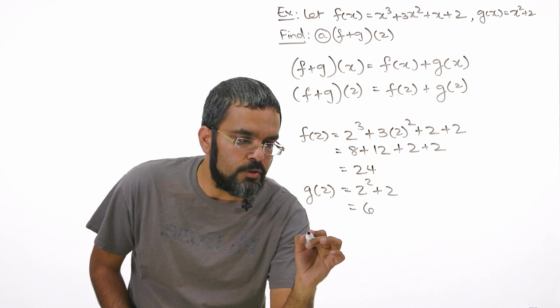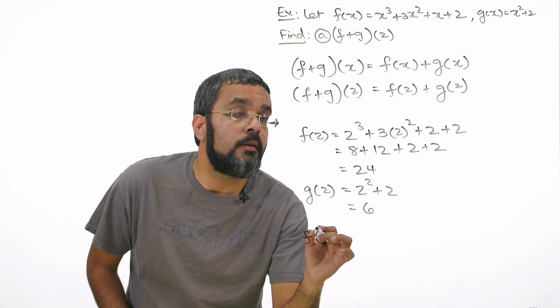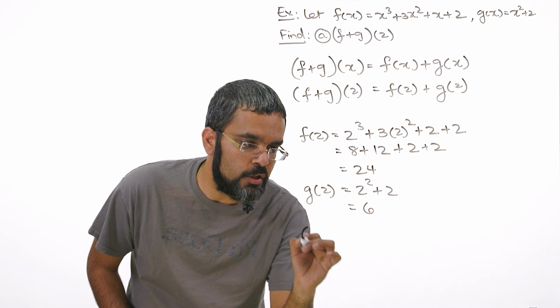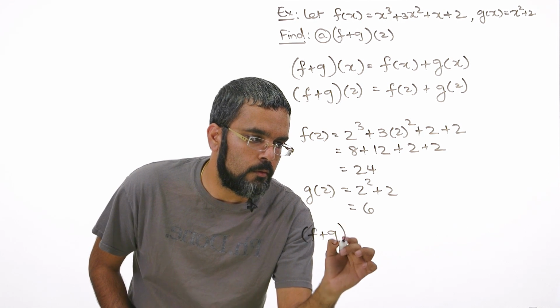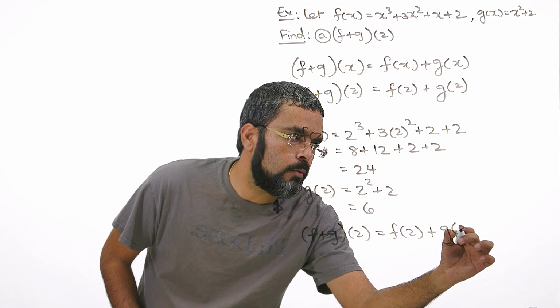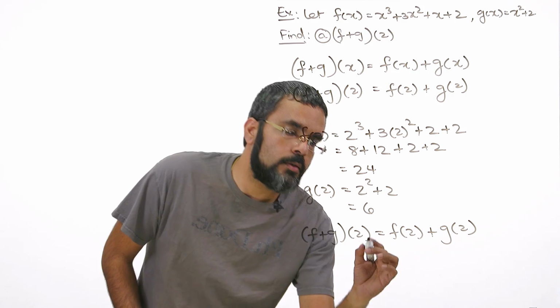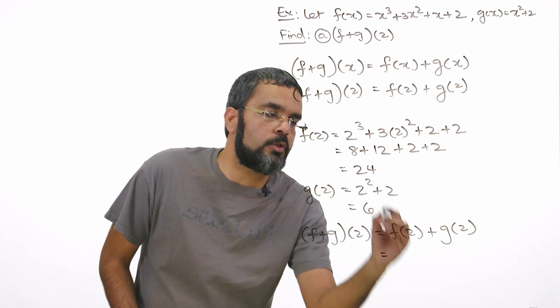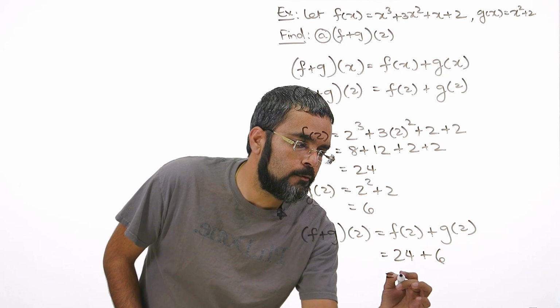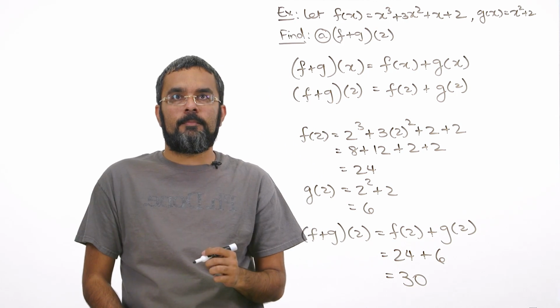So I have f plus g of 2 is f of 2 plus g of 2. Substituting the values in, f of 2 we know is 24, plus g of 2 is 6, and that gives me 30.